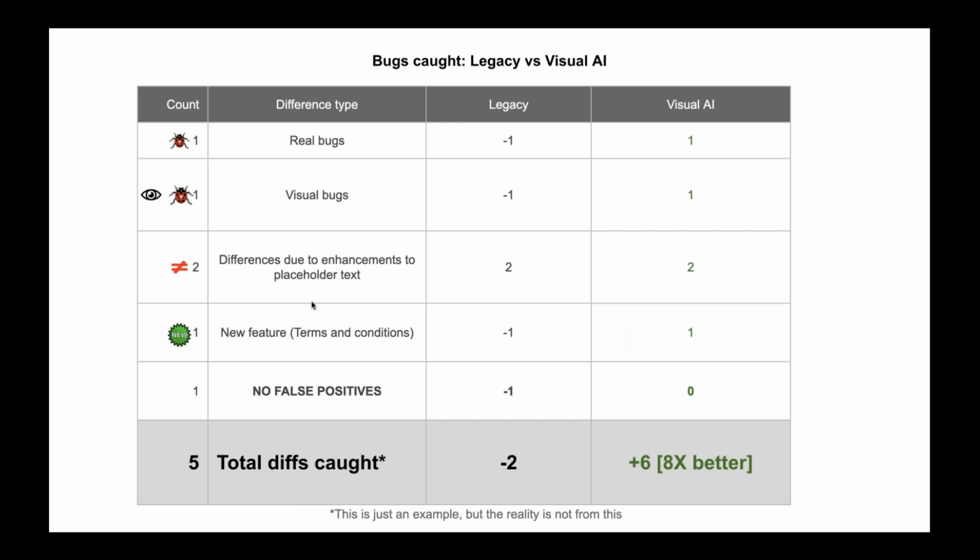Now, just to analyze what's going on here, if you add up all these things, you can see that when you compare legacy versus visual AI, it is basically 8 times better. Again, this can change depending on the page you are testing and the way you have written tests, but the reality is not far from this. Especially, remember, this is a very simple page that we are testing. If you were to test a much more complicated page, things may be even dramatically higher, right?